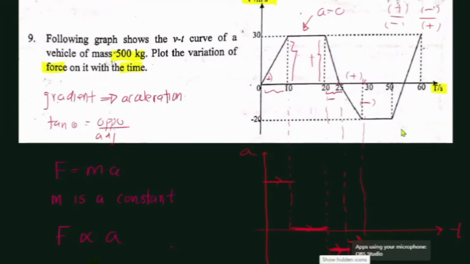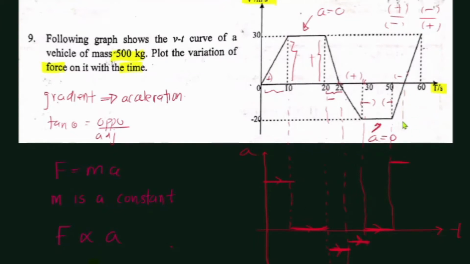Once again, the acceleration from the 30th to the 50th second is 0, because it has a uniform velocity, and if it has a uniform velocity, it has zero acceleration. And then what about this last part? The opposite is negative, and this is also negative, 50 minus this value, so it is a positive acceleration.